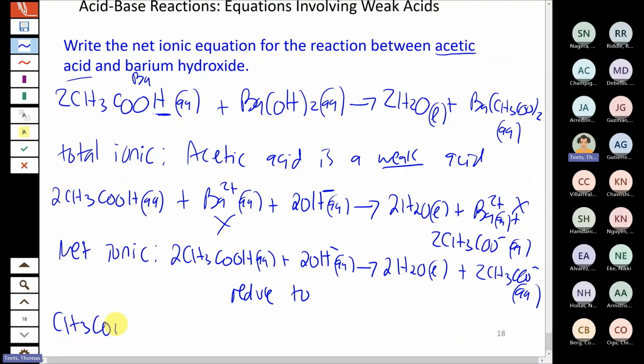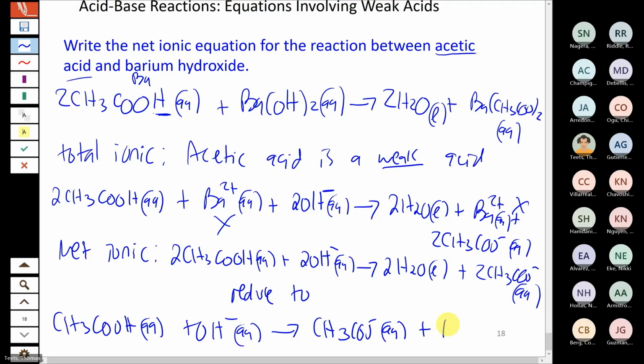1-to-1 coefficients is fine for this, but the key thing is you don't want to separate weak acids into their ions. So if you have an ionic equation involving weak acids, remember that. That's the key reason I brought it up here. All right, so that's the final net ionic equation.